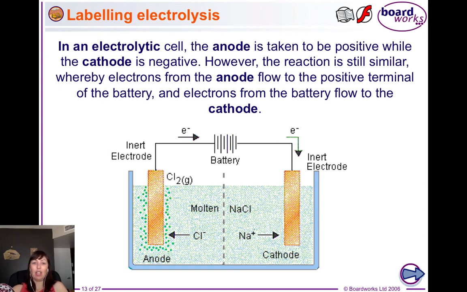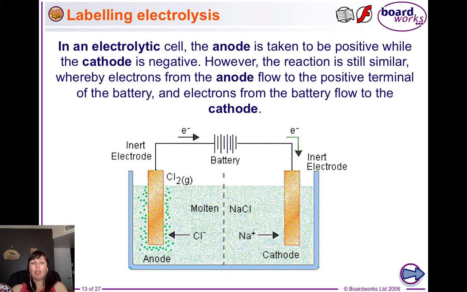Okay, so if you see here in the cell, and if you're thinking about it like a circuit, you're going to see that electrons are going to be attracted from the anode to the positive terminal of the battery, and that electrons from the battery are going to flow to the cathode. So electrons are flowing to the cathode.